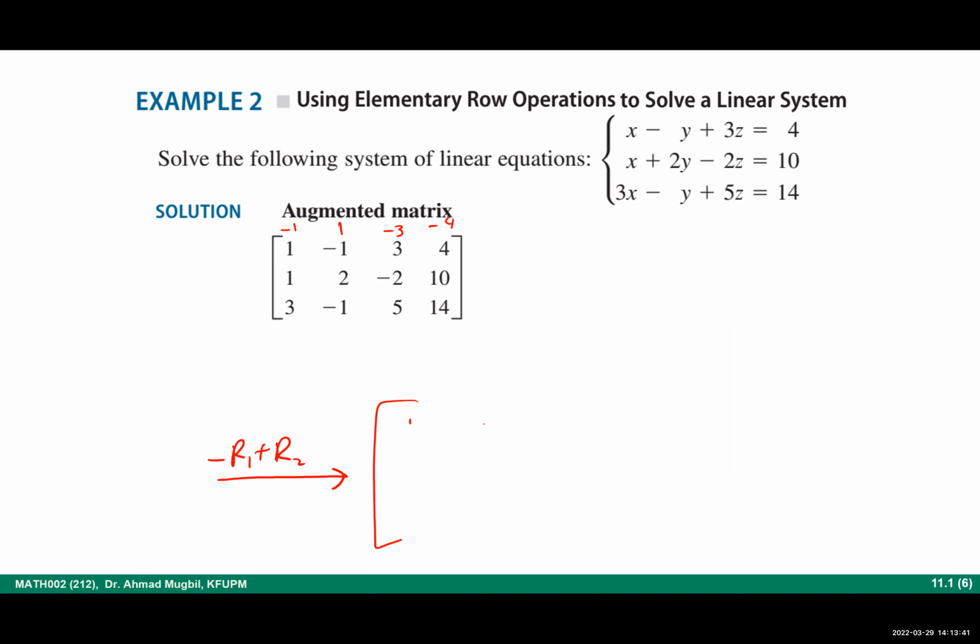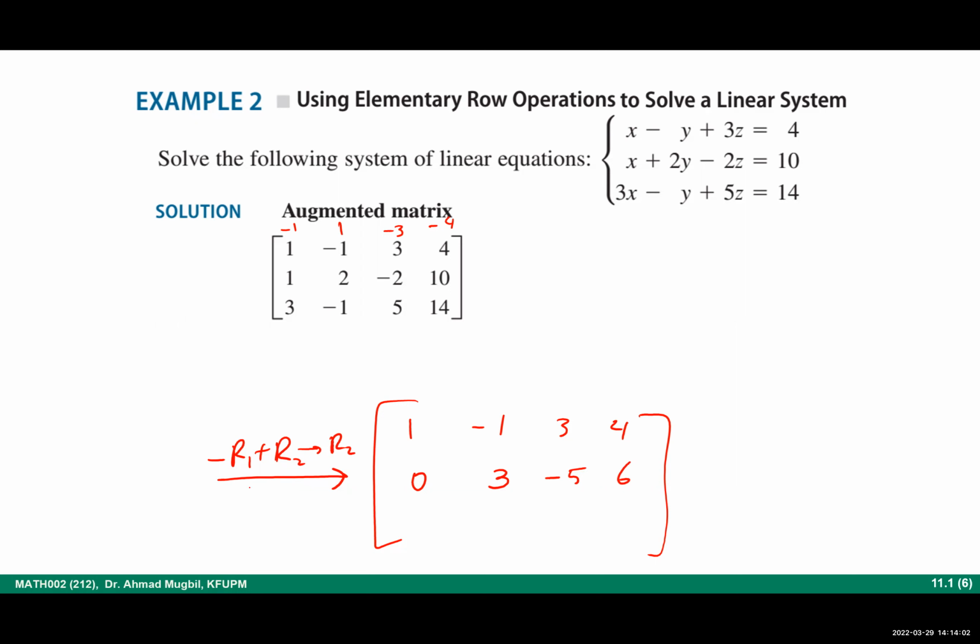Now what will I get? Now, row number 1 will be the same, Shabab. In the new matrix, row number 1 will not be changed. It will be the same. What we will change now is row number 2. The result will be written in row number 2. Now, what will we have here? 0, 3, -5, and 6, right?